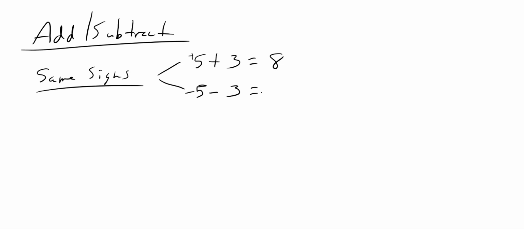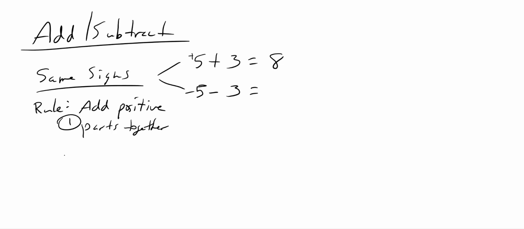The bottom is a little more challenging because it's not necessarily easy to do all these negatives. So here's the rule when you have the same sign. I can write a rule here. If you have the same sign, you add the positive parts together, which everybody knows how to do. That's our first step. Add the positive parts together, and the second step is use the sign of the bigger number.